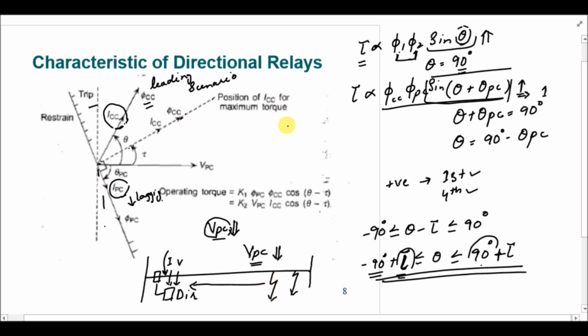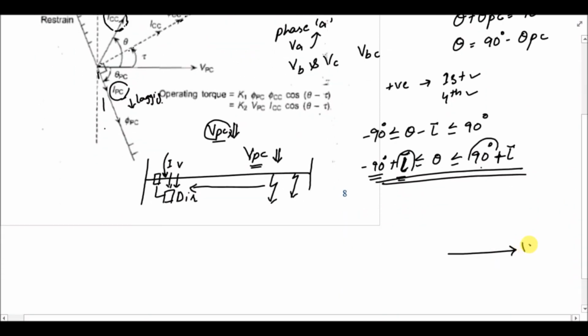For example, we have a fault in phase A, then the voltage VA will be affected by the fault in phase A, but the other two phases, VB and VC, are not affected. So we can use the line to line voltage VBC in this case, right? And for line to line voltage, we know that VA, VB and VC, all these voltages have an angle of 120 degree.